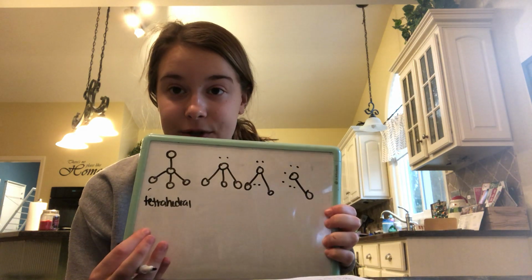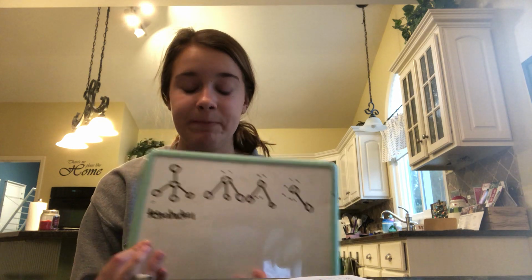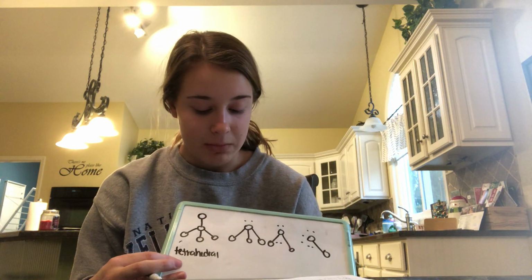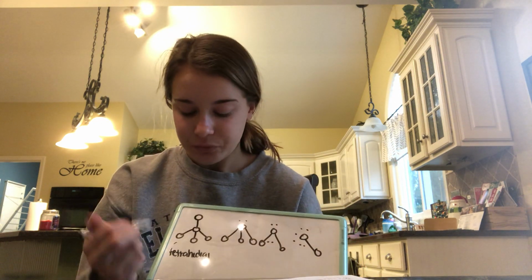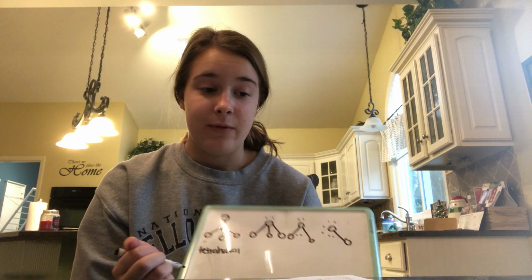This one is called tetrahedral. Tetrahedral doubles as an electron domain and a molecular geometry. So tetrahedral is the electron domain for all these 3 too. So I'm going to show an example of tetrahedral.